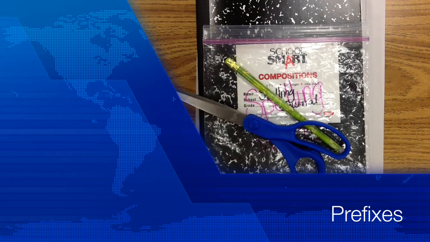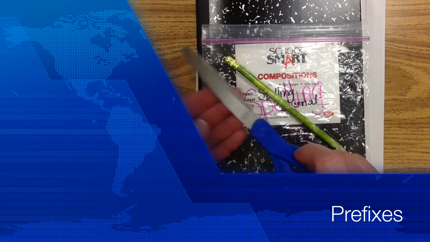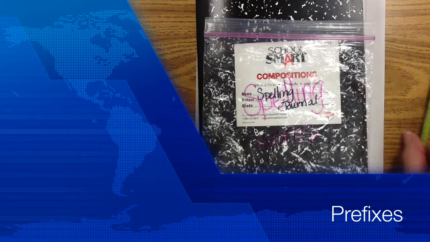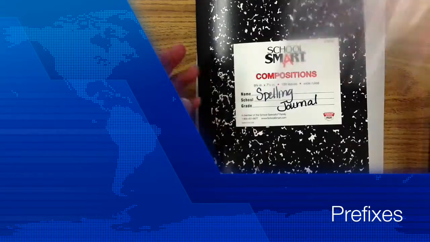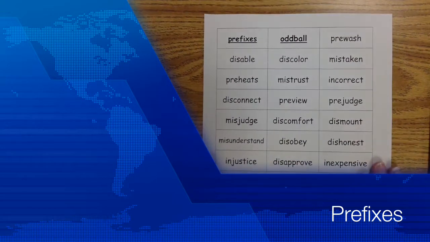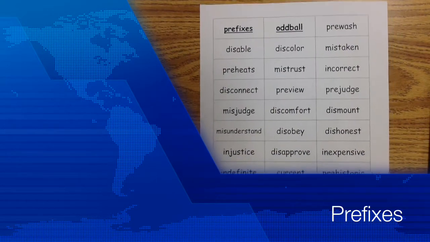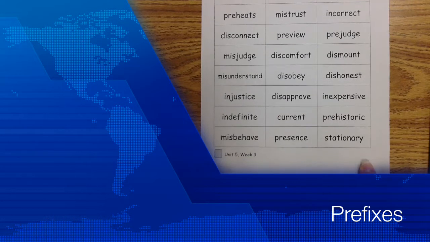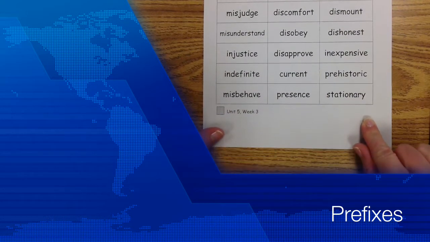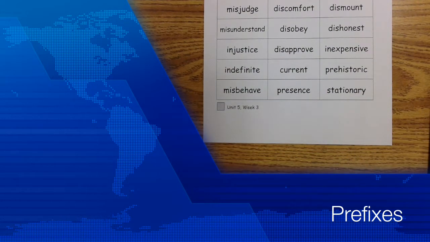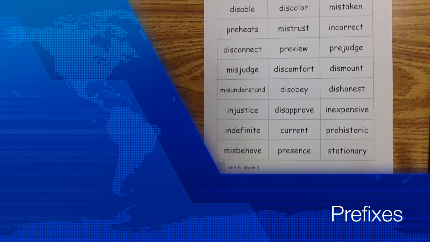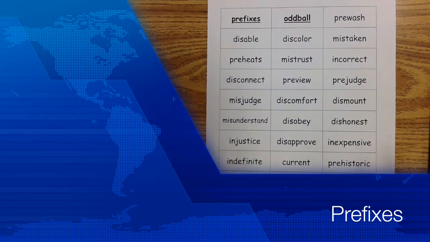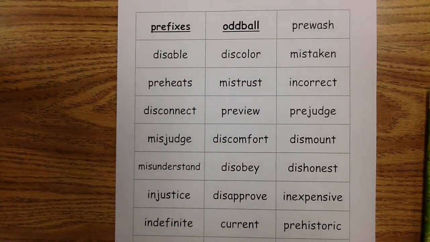Let's make sure we have all of our needed equipment. Have your scissors, a sharpened pencil, your spelling bag for your spelling words, your spelling journal, and of course your spelling words. And there you are in case you forgot them. Plus they are on your Google Docs, but if you want to make your own word squares, there you go.